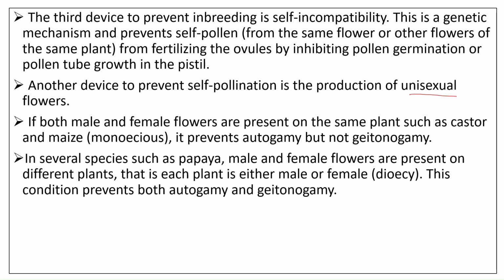In several species such as papaya, male and female flowers are present on different plants, that is, each plant is either male or female, dioecious. This condition prevents both autogamy and geitonogamy.